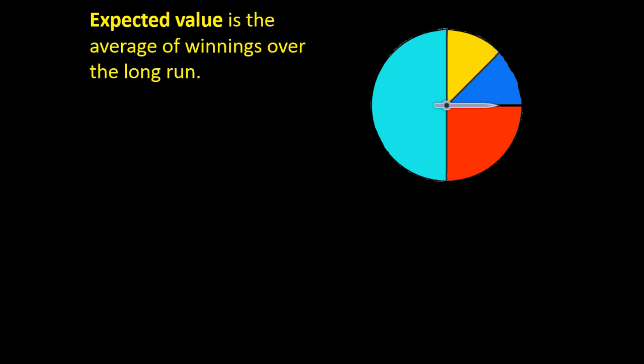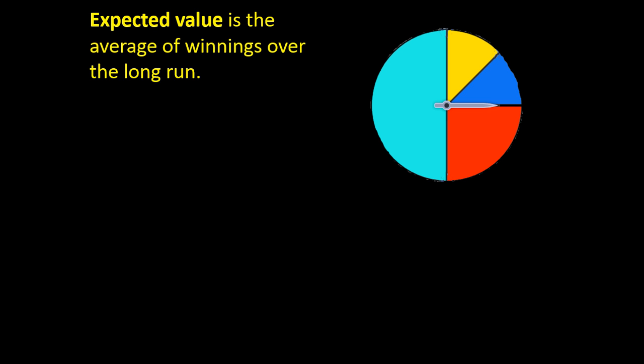Now another place we see probabilities come up in games is something called expected value. Expected value is the average winnings over the long run when a game is played. So let's say we have a game that involves spinning this spinner, and when we spin the spinner we're going to be able to win some money.